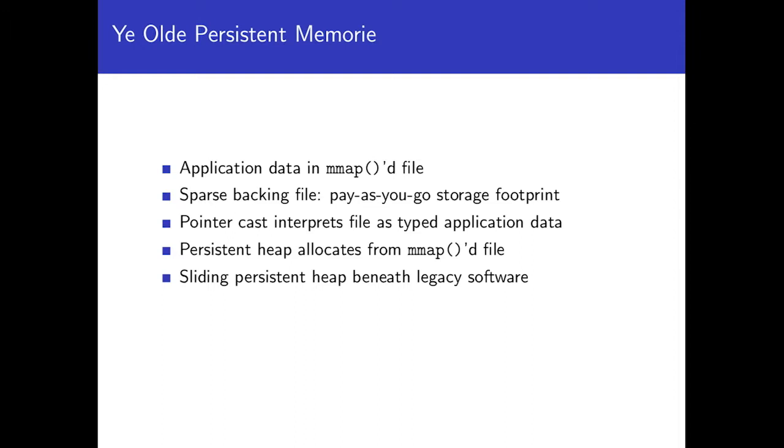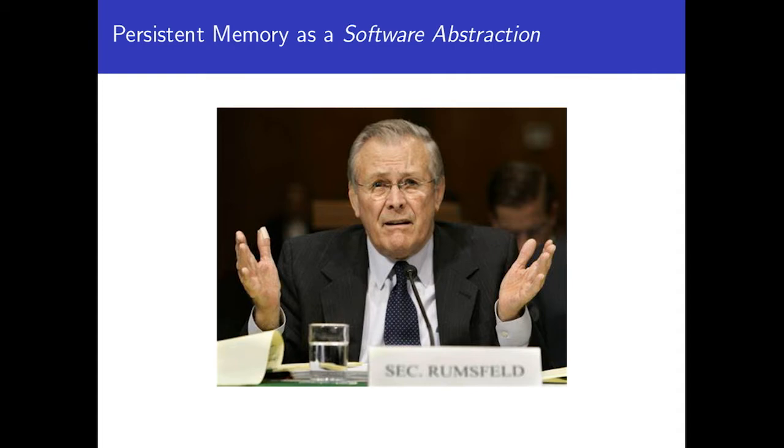And as we'll see, it can be remarkably easy to slide a persistent heap underneath complex legacy software that was never intended to be persistent. All of these tricks and techniques and idioms have always been implementable on conventional hardware. You don't need non-volatile memory to do any of this. So in some sense, the purely software abstraction of persistent memory occupies a fourth category of knowledge overlooked by the great philosopher Rumsfeld. It's something we know, but we don't know that we know it.